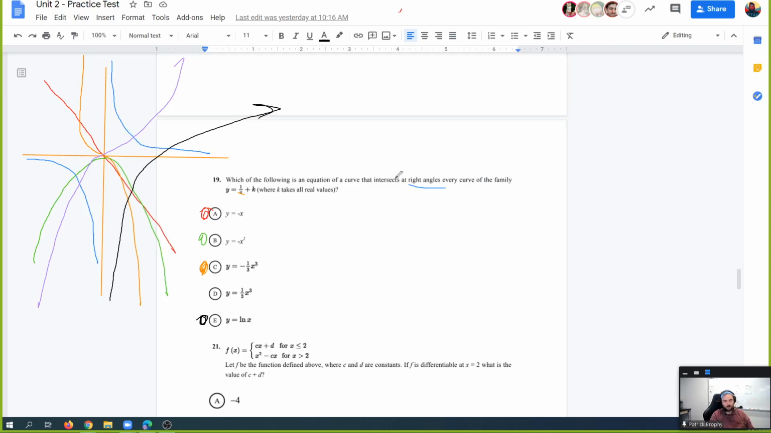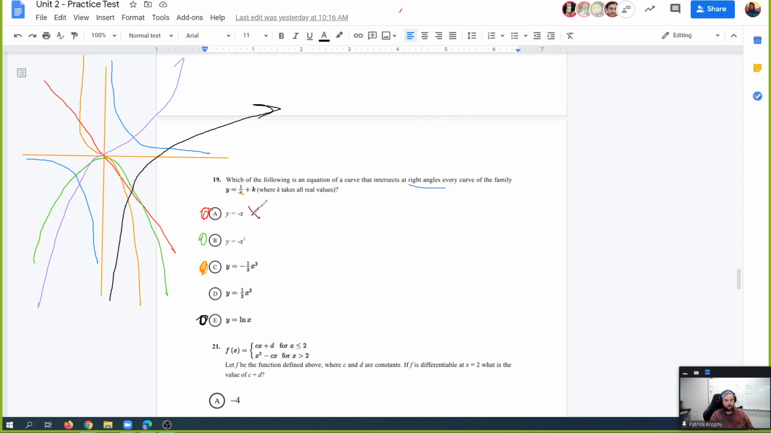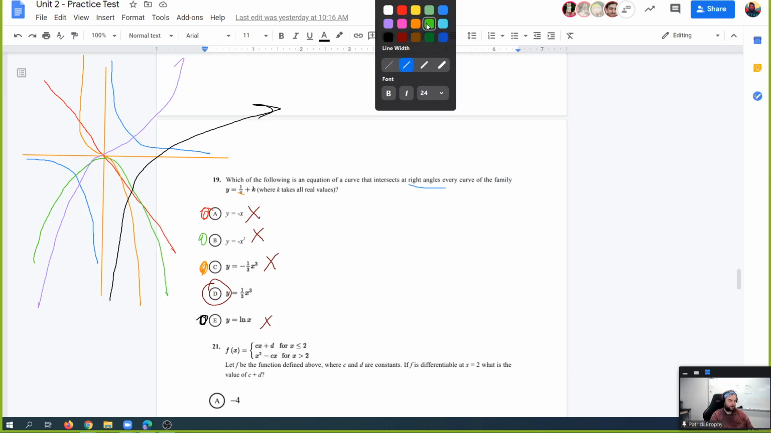Now, if it has to intersect at right angles every curve of the family, what's going to do this? Now, here's my logic. This line doesn't even intersect at all. So no, not that. Negative x squared is not going to intersect every case because it doesn't intersect this top half. I guess it's not really the case. Same thing with negative 1/3 x cubed. I thought that wouldn't be the case. And ln doesn't intersect on the left side. So then I said, oh, it has to be D. That logic, now I think about that, might be a little bit faulty.